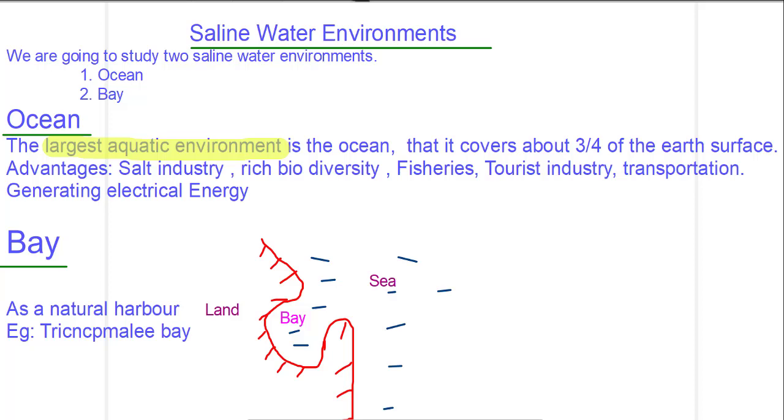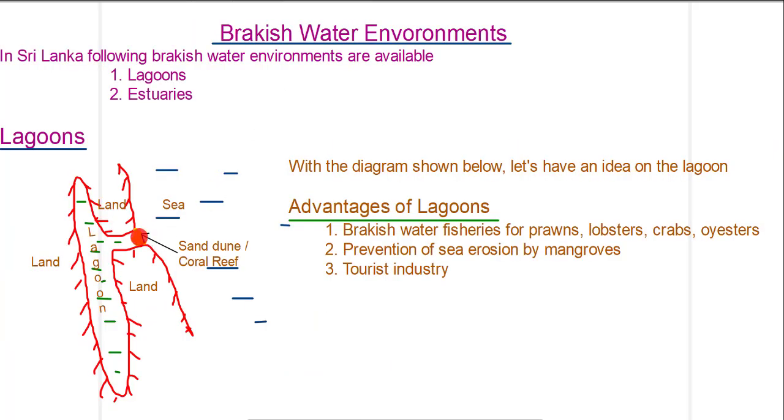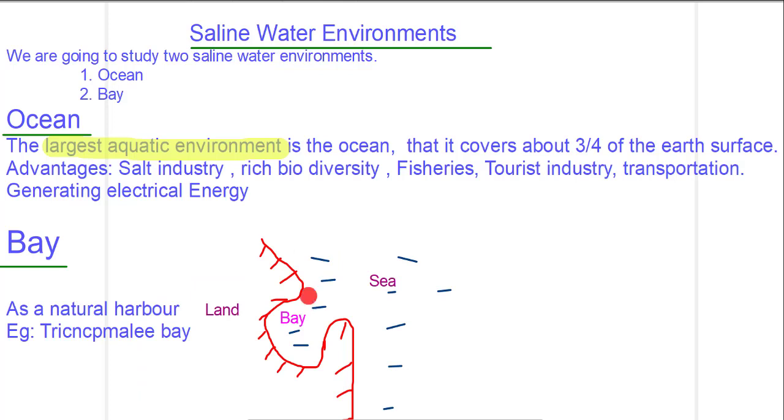But if you get a lagoon, it has a small mouth, and it is also covered with sand. The mouth is small and much of the water is inside the land, children. On the land side, there's a lagoon with a small mouth. Batticaloa is one example. Trincomalee is a bay, and we can find it as a natural harbor. The Trincomalee Bay is an example.